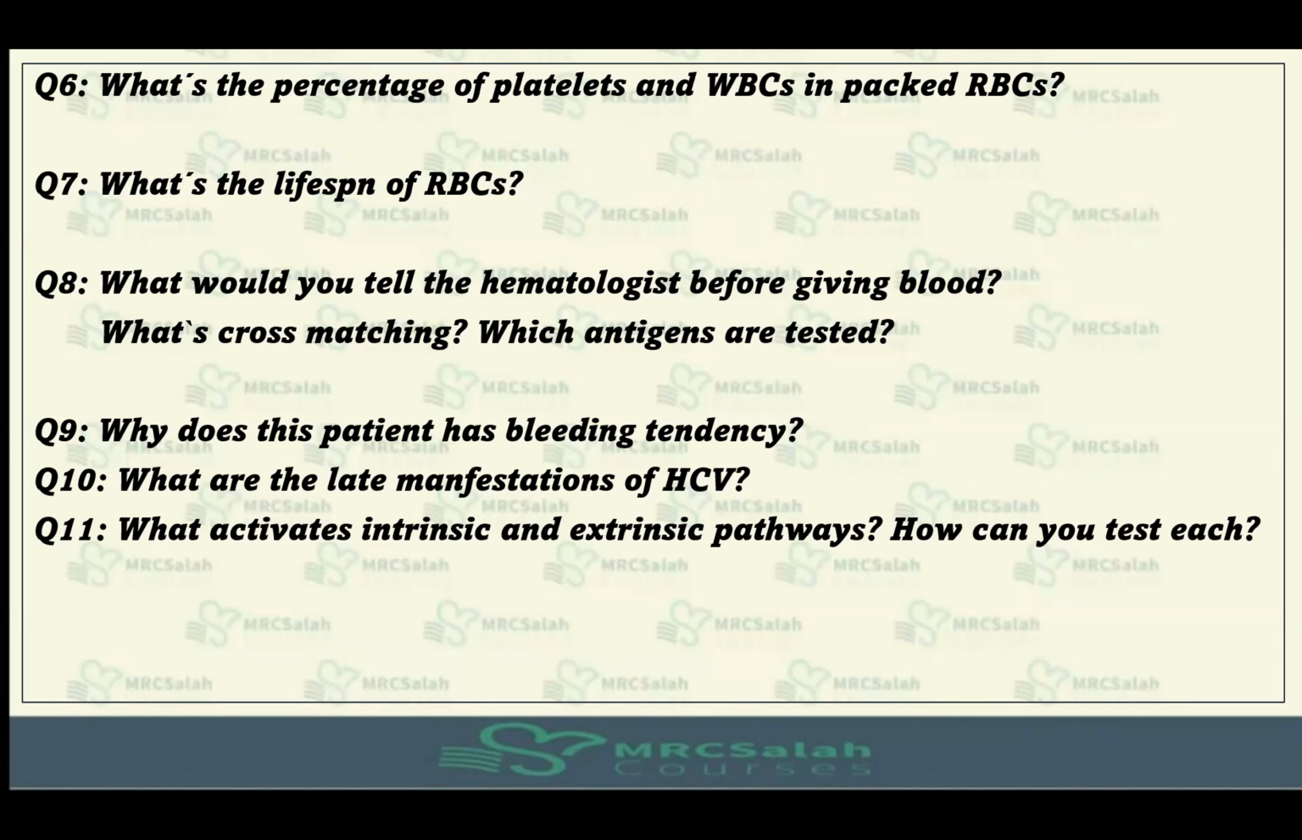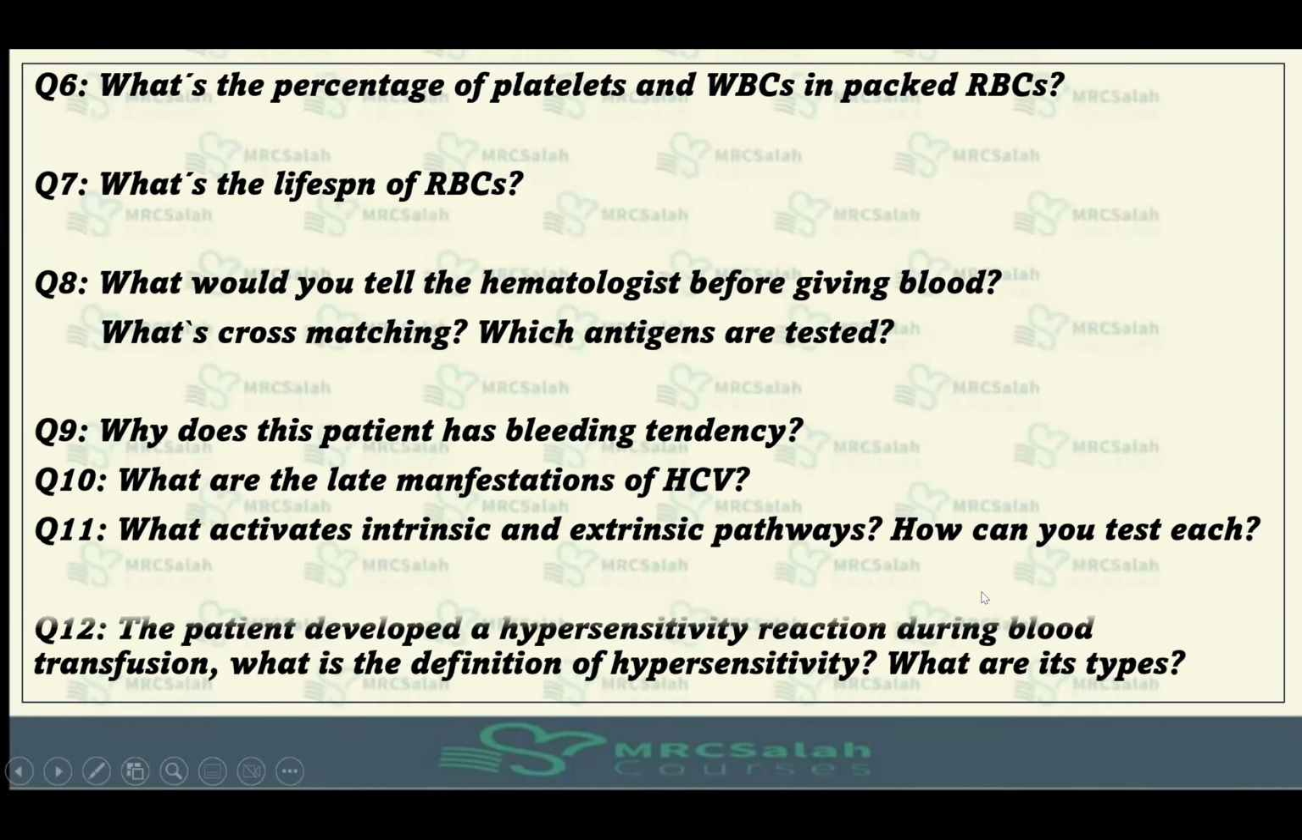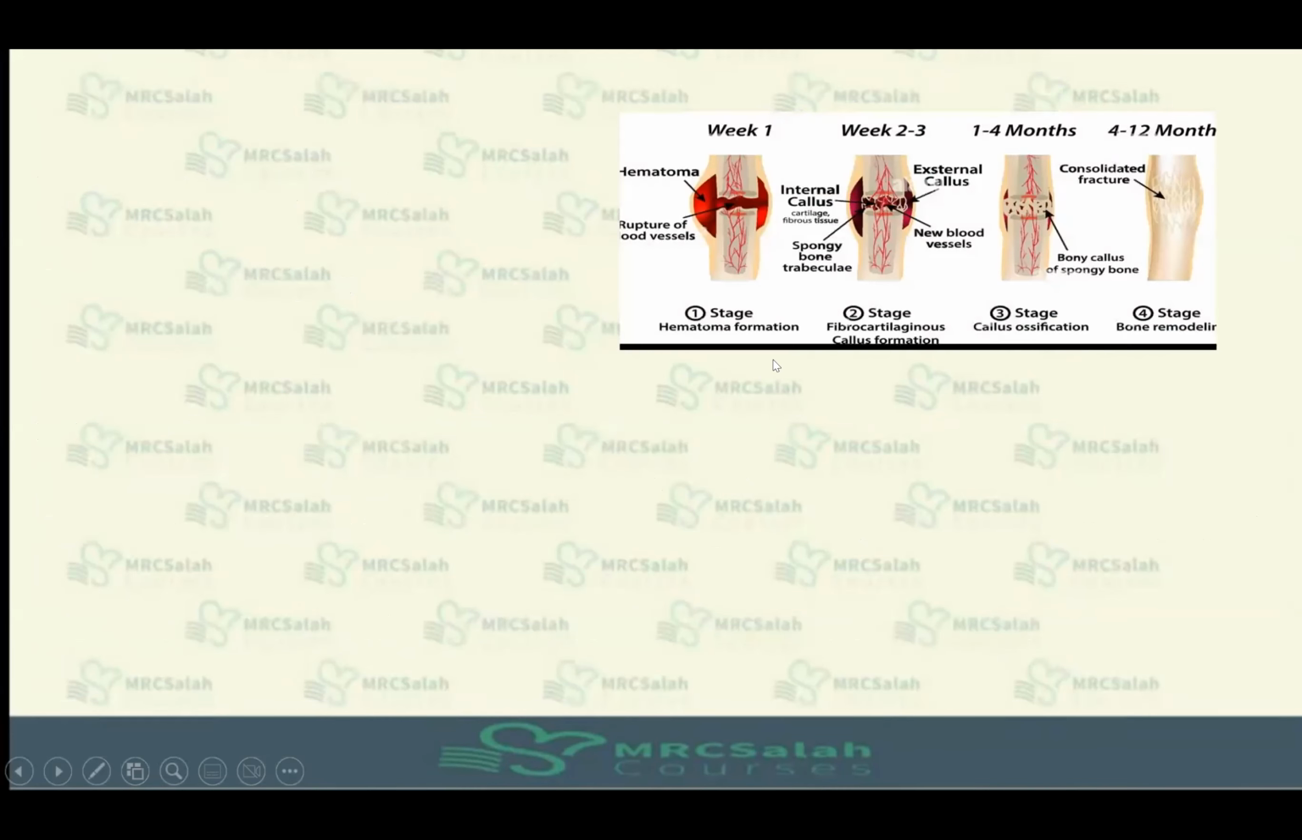Okay, and how can we test the intrinsic pathway? By activated partial thromboplastin time. Yes, and the extrinsic pathway is activated by thromboplastin, which is released from damaged cells. Yes, tissue factor. It's the same as thromboplastin. Okay. And how do we test for it? Prothrombin time. Yes. Great.